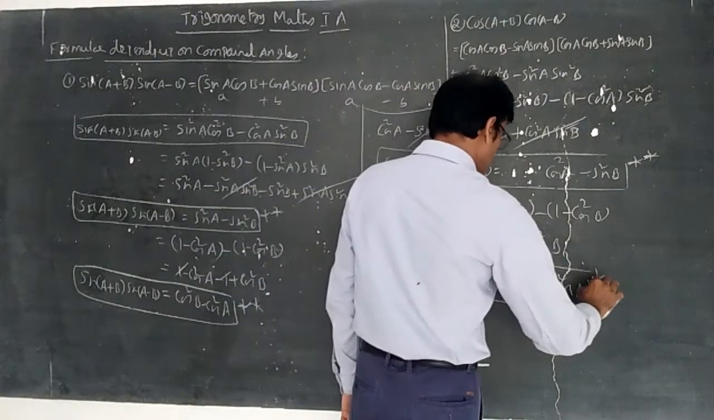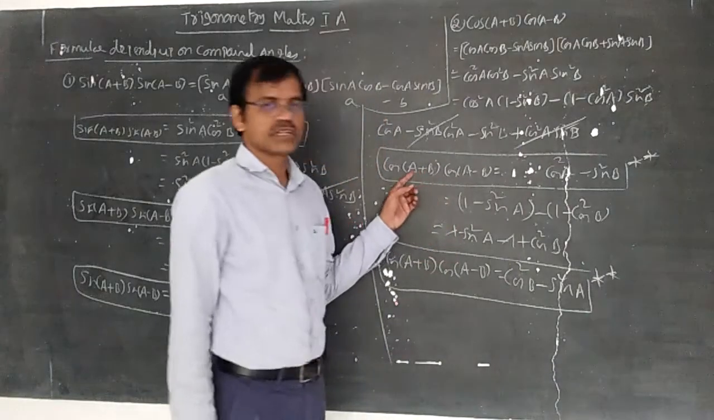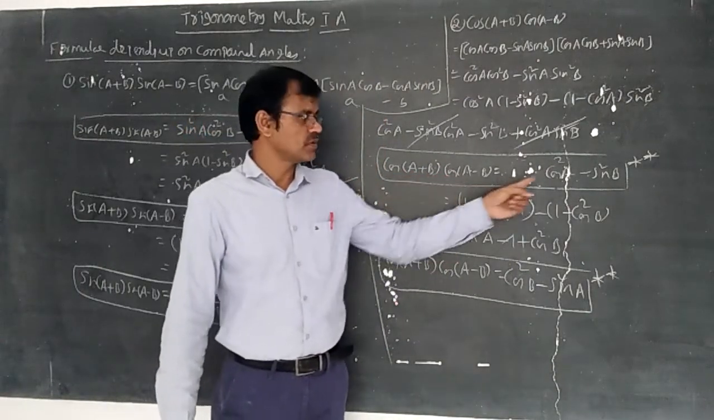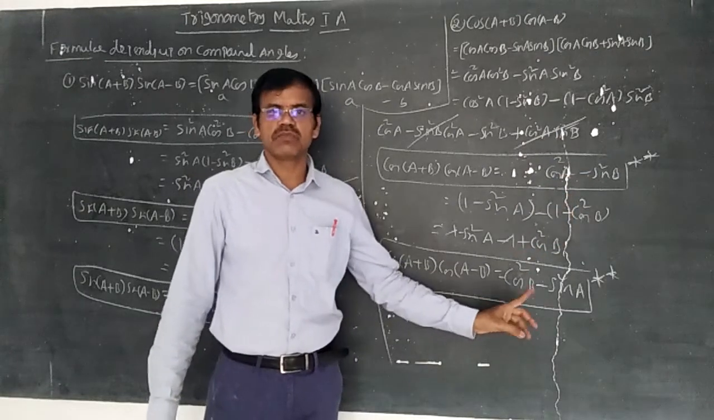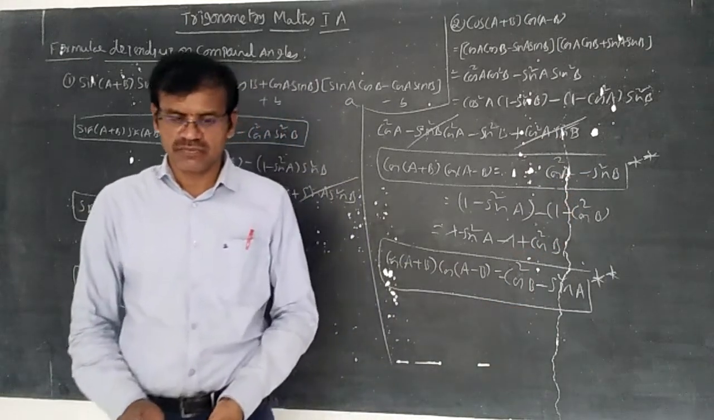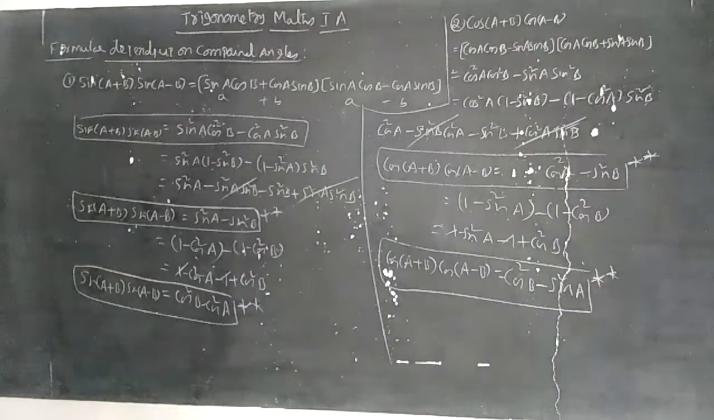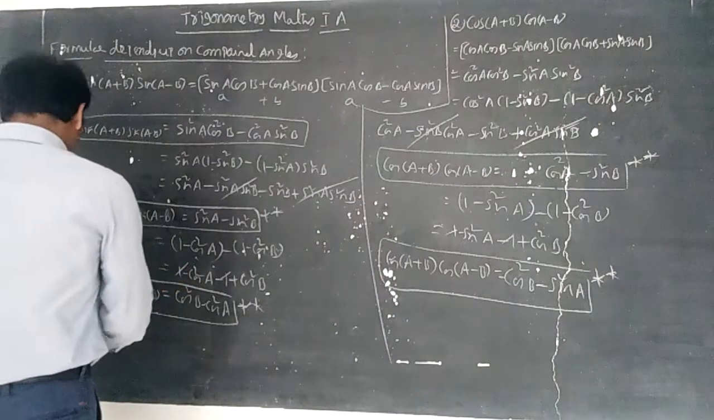This is a formula. Try to understand cos of A plus B into cos of A minus B is equal to cos square A minus sin square B. A formula is there, and cos square B minus sin square A is also another formula. Now let us write the triple expressions.